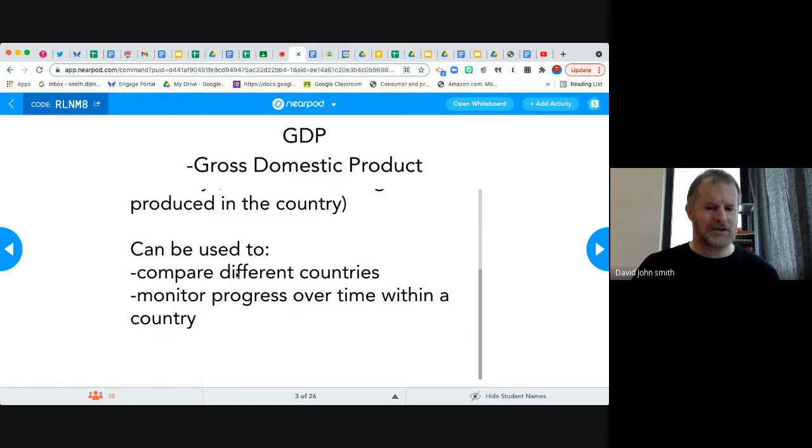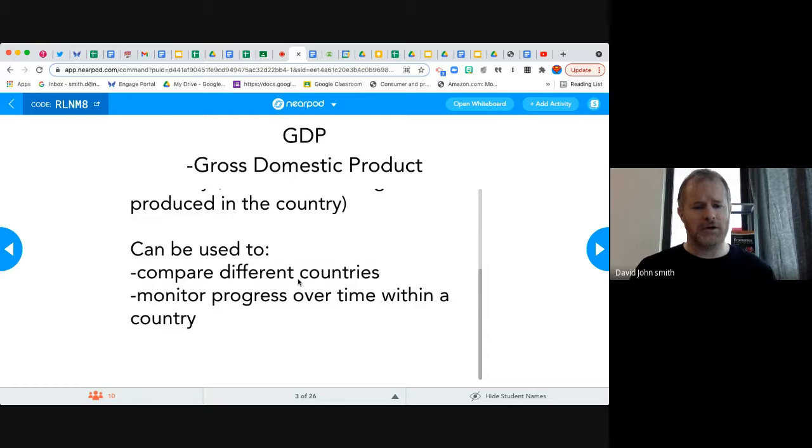We can also use GDP to compare different countries. So if we are wanting to compare Malaysia with Singapore, or Malaysia with China, or America with China, we can use GDP more or less to figure out which country is growing faster than which other country. We can also use it inside our economy and say, well, how is our economy growing over time? So how has Malaysia grown as an economy over time?